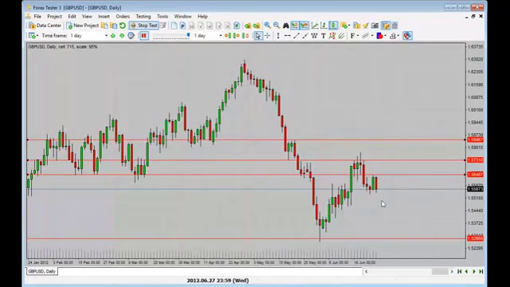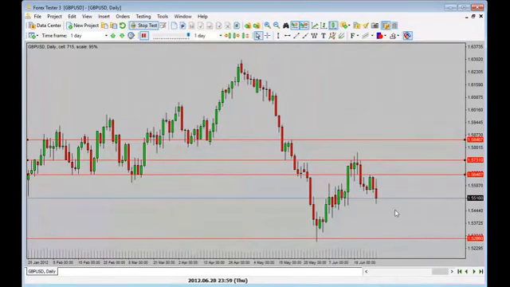So let's take a look. I'm looking for price to come back down into this area over here. So let's see if we get that. So there we go. Price drops. We are back into this previous support and resistance area. Now where do we expect the price to go? What's our next move?